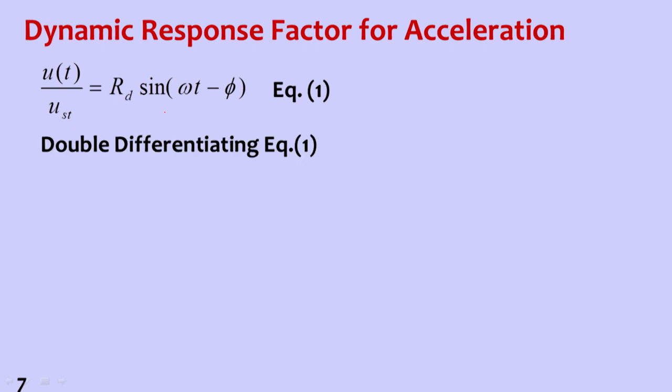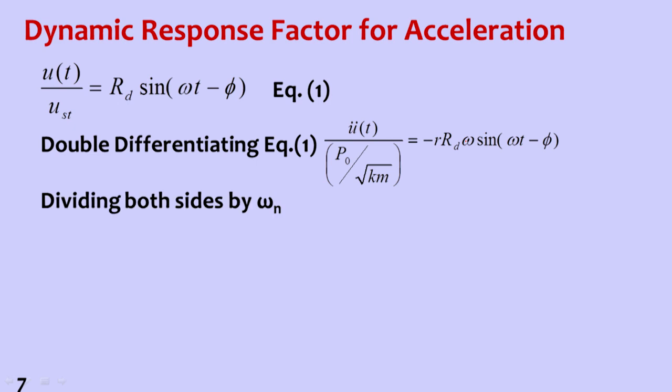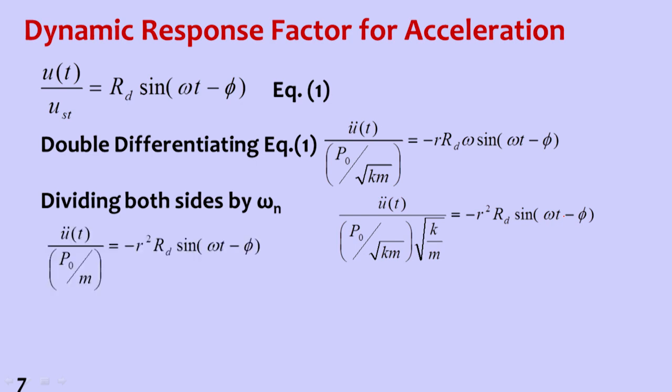The same equation we take, but now we differentiate it twice. If you do it twice, we get u double dot on the numerator, and Rd multiplied by omega square will come, because one omega came down here and another omega remains here. If we divide that by omega n, we get u double dot by p naught by under root km, again under root km because of natural frequency divided by natural frequency, and we get r square Rd sin(omega t minus phi). This negative sign can be removed because we are testing the amplitude only.